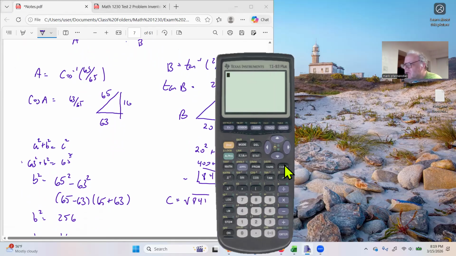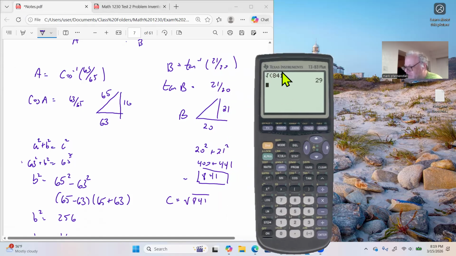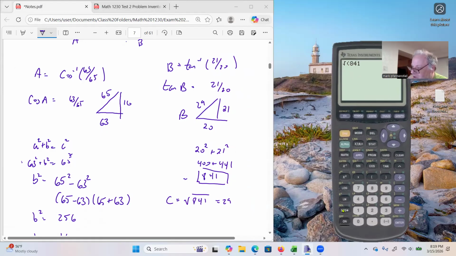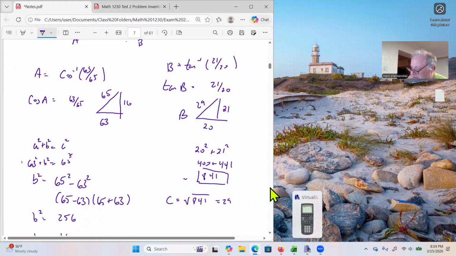Okay, so we'll go ahead and clear. We want second function, square root of 841. Equals. Oh, look at that, it is 29. So there we go. On your exam, these will be what they call Pythagorean triples. So there shouldn't be a lot of square roots or anything like that, because these problems are long enough as it is. We don't need to make them longer by adding a bunch of square roots in here.